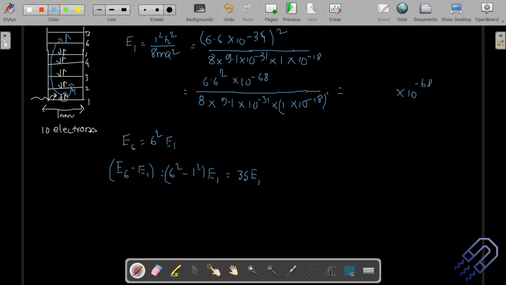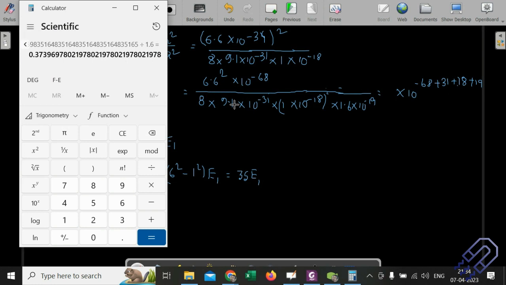And of course, we want to convert it into eV. So why not? Into 1.6 into 10 to the power minus 19. So the order is 10 to the power minus 68 plus 31 plus 19, not 36, it's 80. Okay. And this side we can actually calculate these values. Let's just do a quick check of these values.